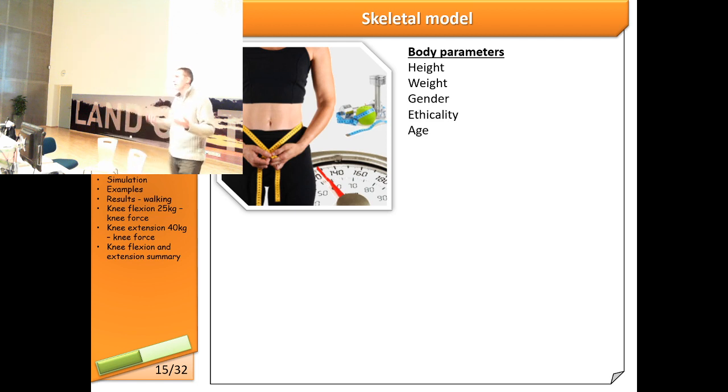Now, how do we do the model of the human? First of all, we should have some skeletal model. Usually we start with the skeleton for overall body movements. And we can take some averages. And if we have height, weight, gender, ethnicity, and age of a person, that narrows down a lot of parameters.